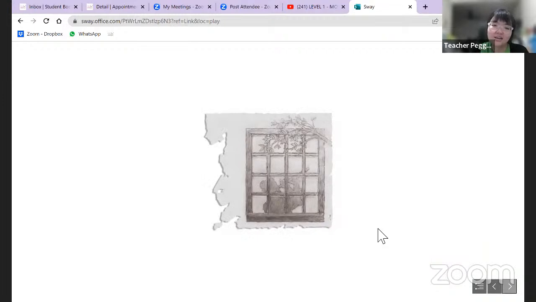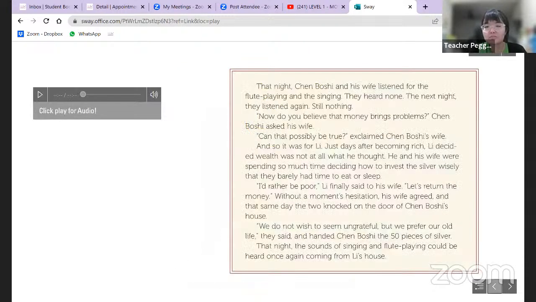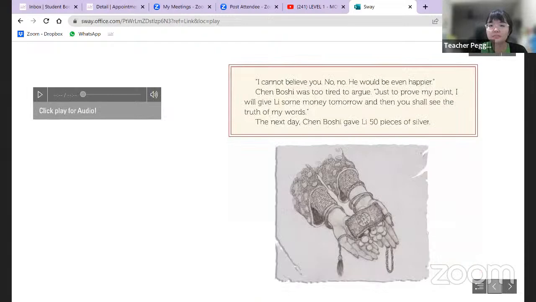Okay, so this is Li, playing with the flute. So that is the end of the story. Okay, let's come to the first part of the story.